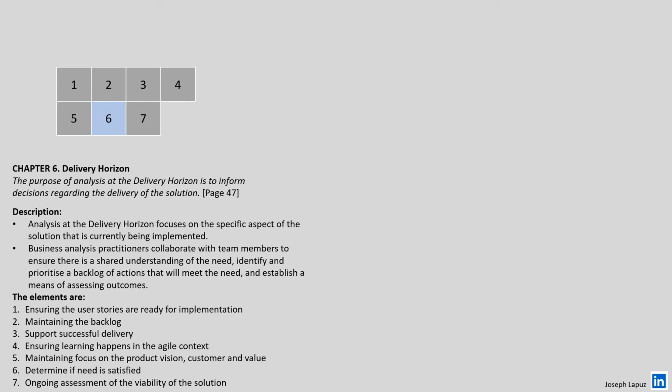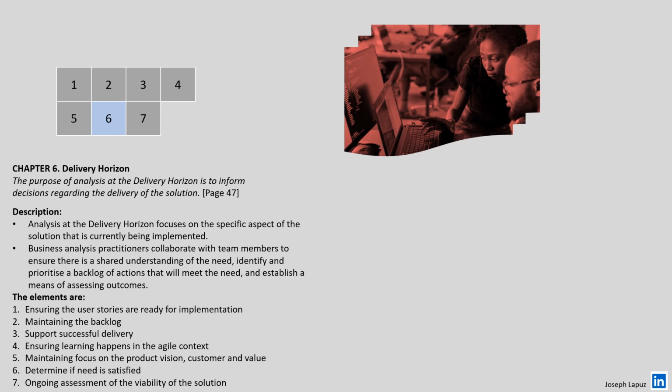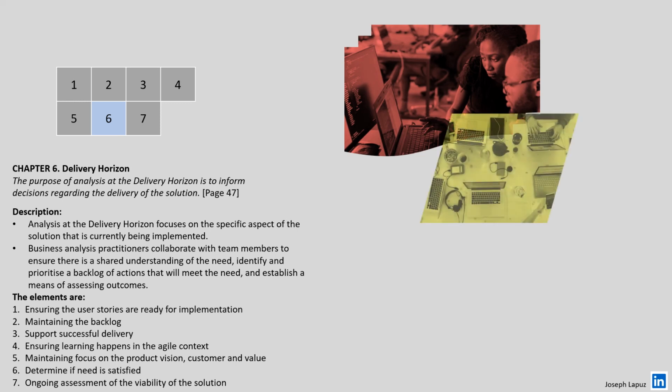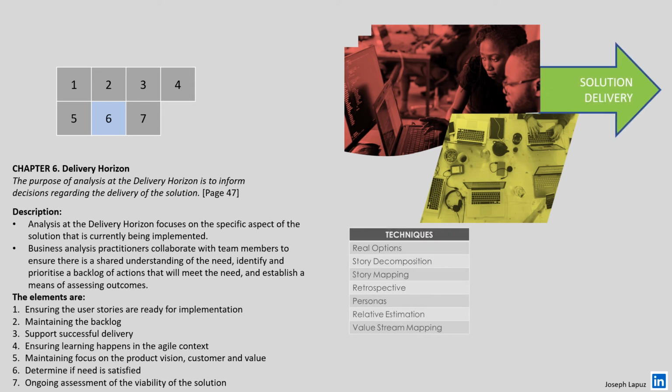Chapter 6. Delivery Horizon. The purpose of analysis at the delivery horizon is to inform decisions regarding the delivery of the solution. Analysis at the delivery horizon focuses on the specific aspect of the solution that is currently being implemented. Business analysis practitioners collaborate with team members to ensure there is a shared understanding of the need, identify and prioritize a backlog of actions that will meet the need, and establish a means of assessing outcomes.